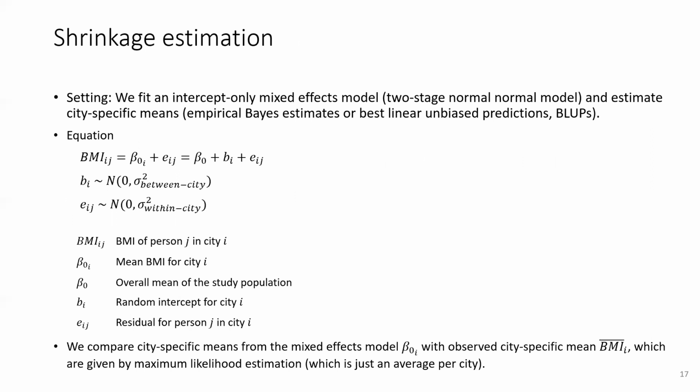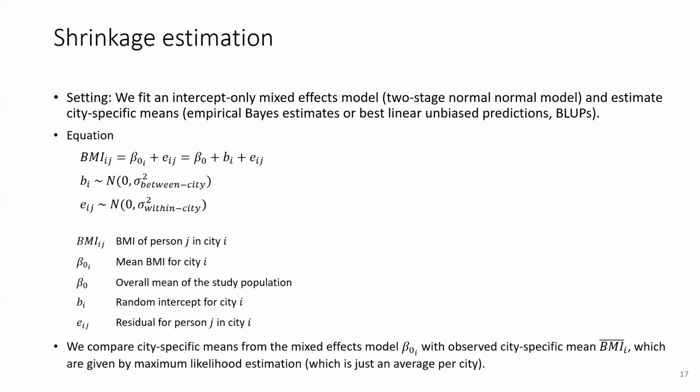shrinkage. It seems that not many people have heard about this shrinkage. And whenever we use a mixed effect model, this shrinkage always happens. So it's nice to know. And this time, just to be simple, our model included BMI as outcome variable and age, sex, and population size as covariates. But this time we take out all covariates. We think about an intercept-only model, and to estimate city-specific means.